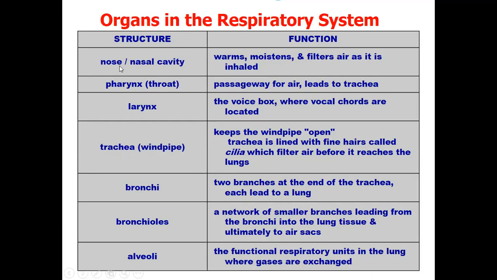Organs in the respiratory system: nose and nasal cavities warm, moisten, and filter air as it is inhaled. The pharynx, or throat, is the passageway of air that leads to the trachea. The larynx, the voice box, is where the vocal cords are located. The trachea, or windpipe, keeps the windpipe open.